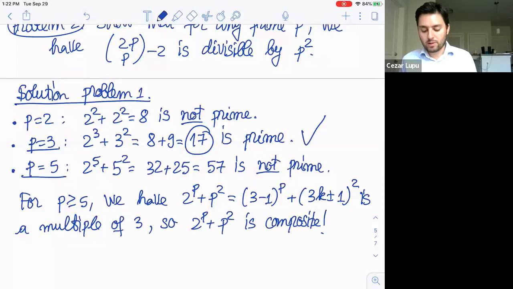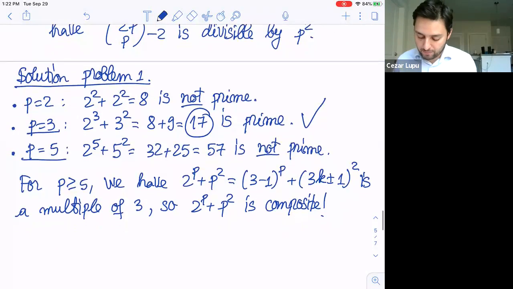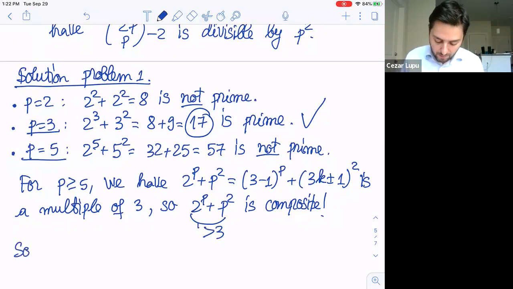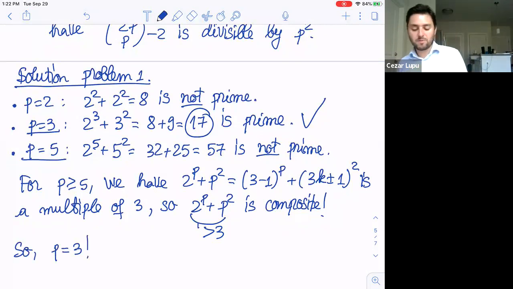Right. So as you have seen, for p equals 5 is 57, which is divisible by 3, and for p equals 7, if you inspect more primes, you will see that the same thing will happen. So you can also keep in mind that 2 to the p plus p squared is greater than 3. That's obvious. So, and it's a composite. So the only good number is p equals 3, and that's it. That's the only solution for this.